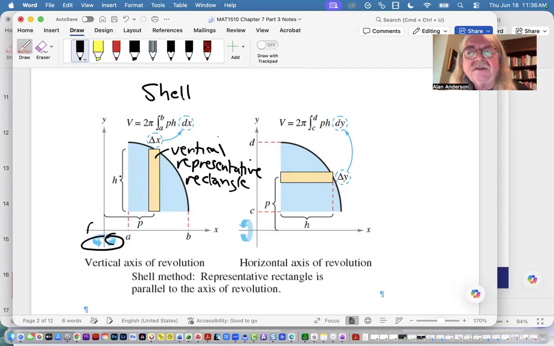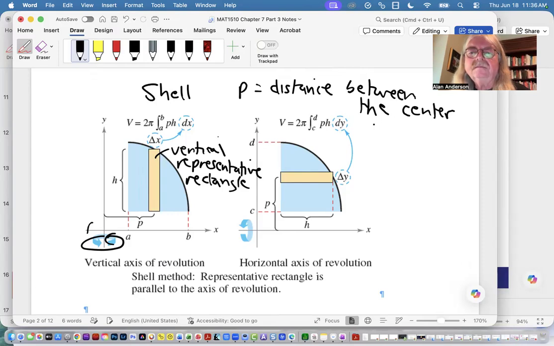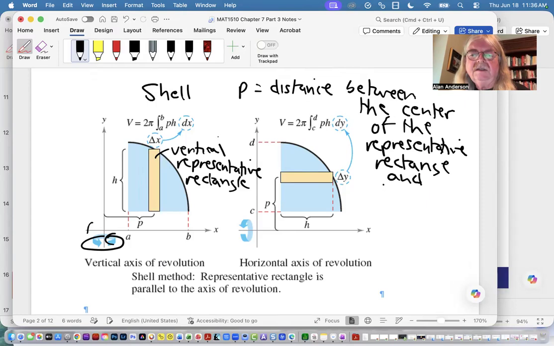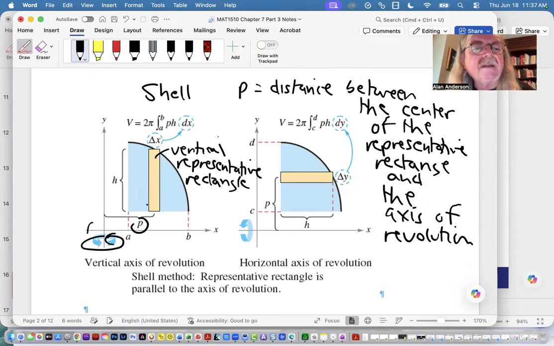Now remember, this one is pitched a little bit differently. We don't have any radius measures. We have a height and we have p. P always means the distance between the center of the representative rectangle and the axis of revolution. So that's where this is coming from. And then, of course, the height. H is very simple. It's just the height of that rectangle.